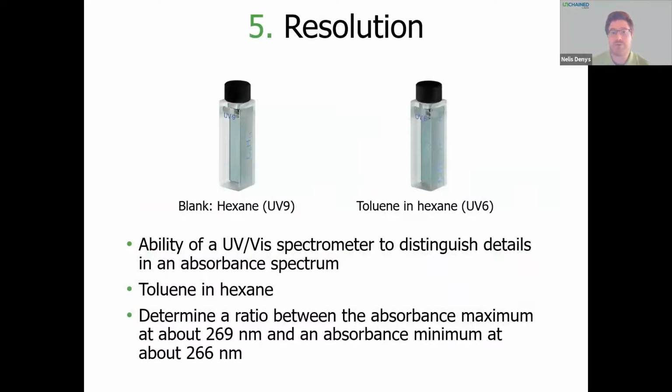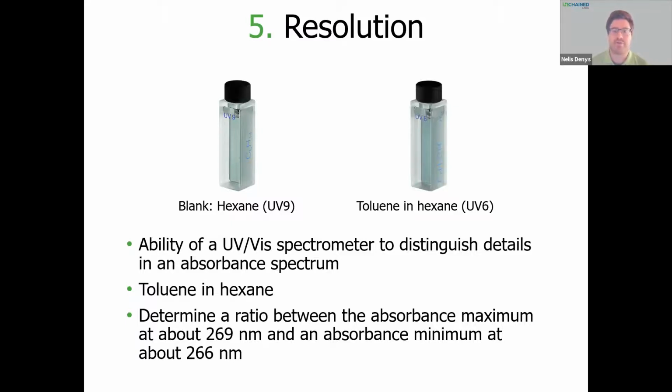Spectral resolution refers to the ability of a UV-Vis spectrometer to resolve features in an absorbance spectrum. The spectral resolution of Lunatic is better than 2 nanometers. Thus, if an absorbance minimum and maximum are at least 2 nanometers apart, Lunatic can resolve the features.